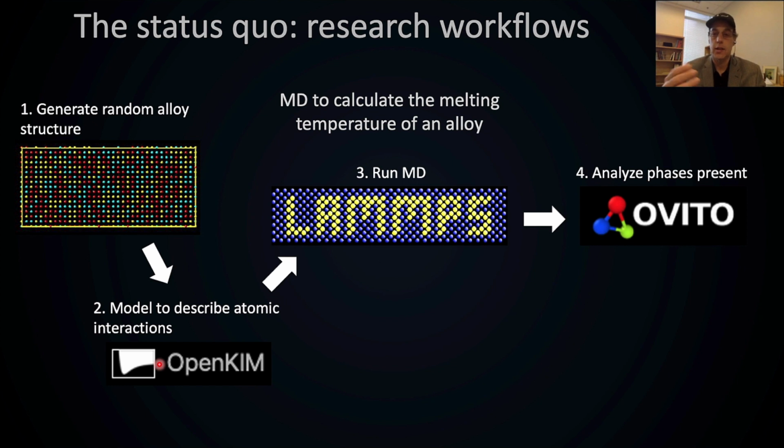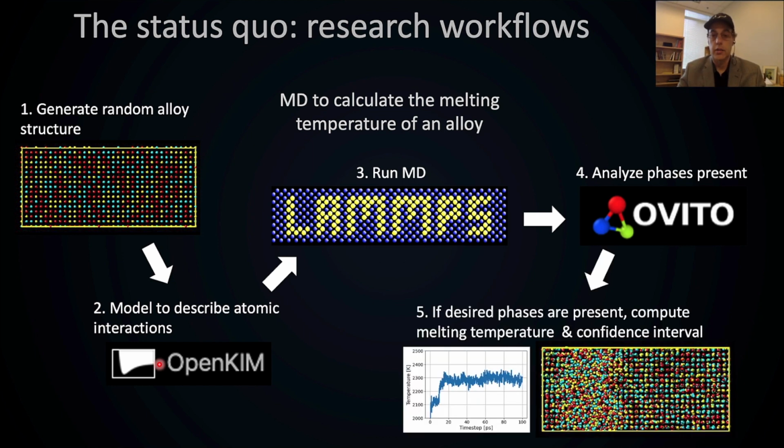So in this case, the analysis has to do with, for example, identifying that in my simulation cell I have both liquid and solid, that they're coexisting in equilibrium. And after that, I would compute the average kinetic energy from which I can obtain a temperature and the melting temperature. That's the process. So this is just an example, but I think it's representative of typical research workflows.